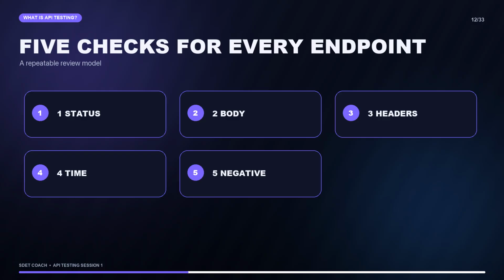Fifth, negative behavior. Remove a required field. Use an invalid identifier. Send malformed JSON. Try an unauthorized role. Confirm that the API rejects the request safely and consistently. Negative testing is not trying random bad values until something breaks. It is modeling realistic misuse, boundary cases, and dependency failures, then checking that the service remains controlled.